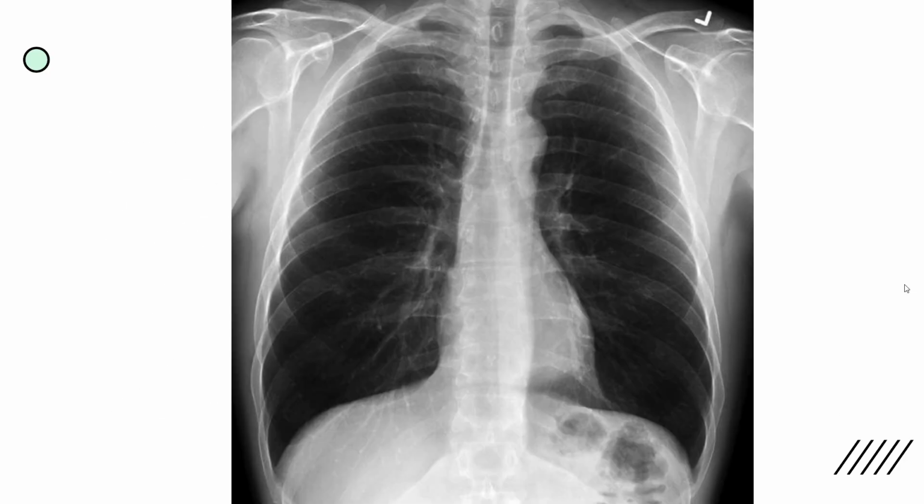So this is what a perfect P to A chest looks like. Although this person has even more than 10 ribs showing, that could be due to a certain medical condition that they have, or could be due to the fact that they were just able to take a really nice inspiration.